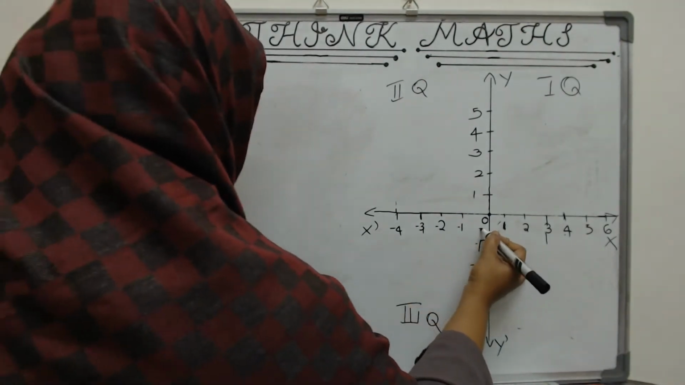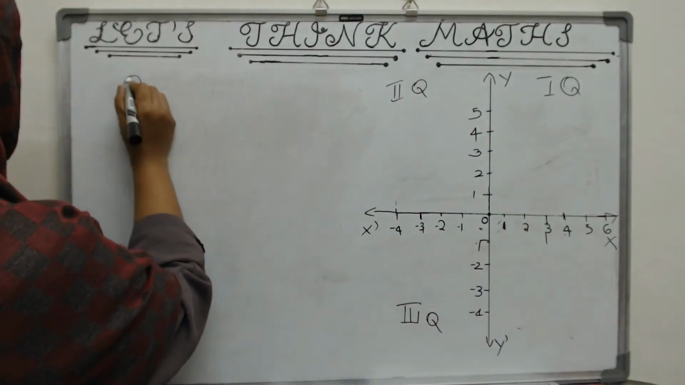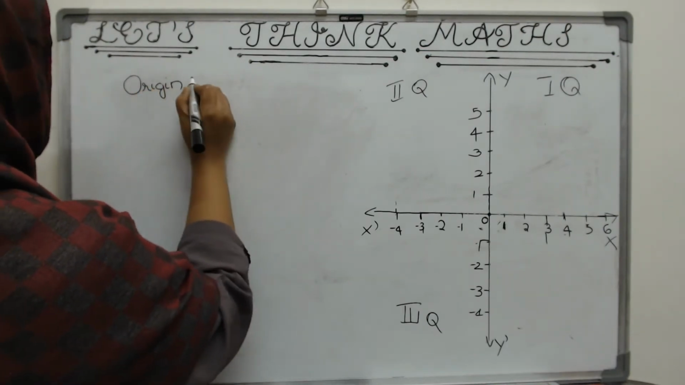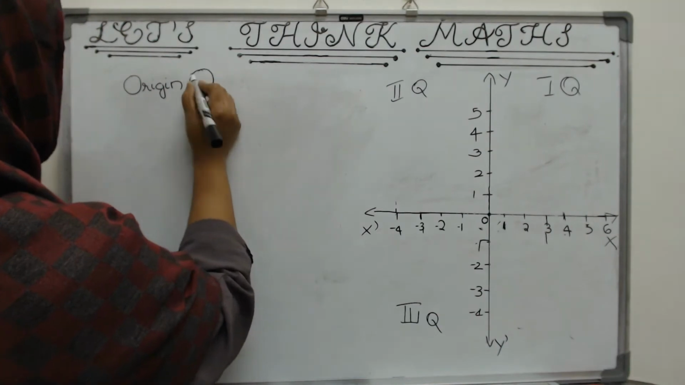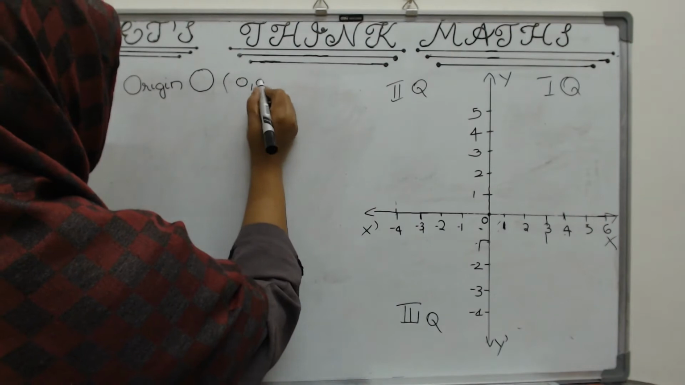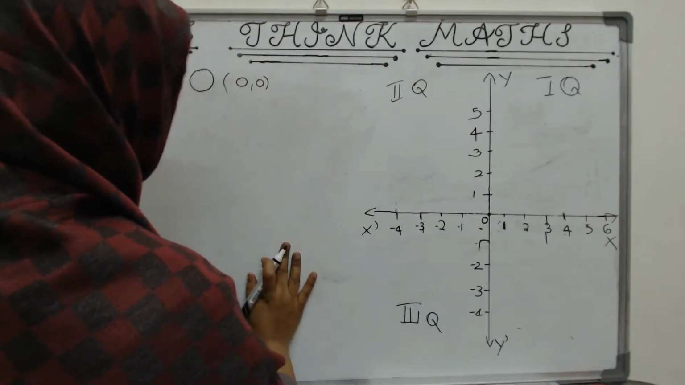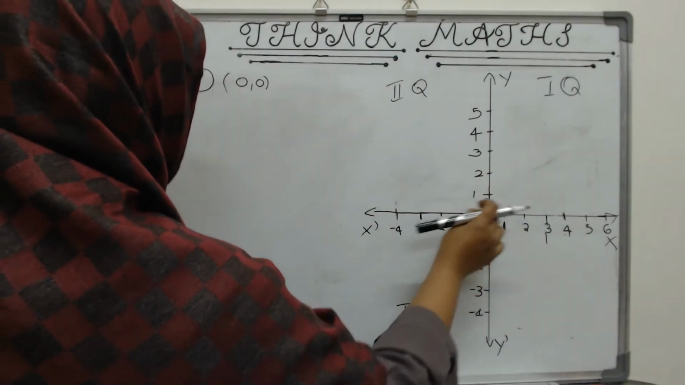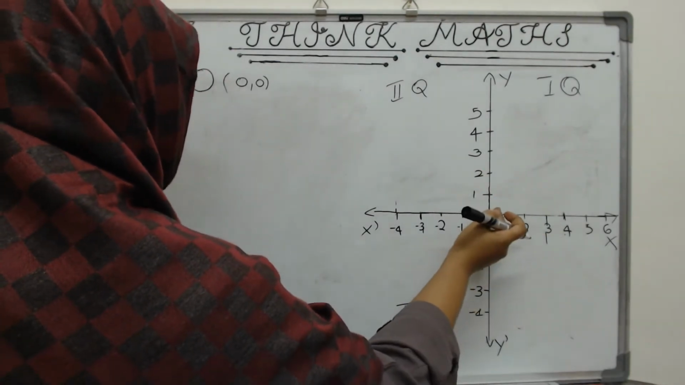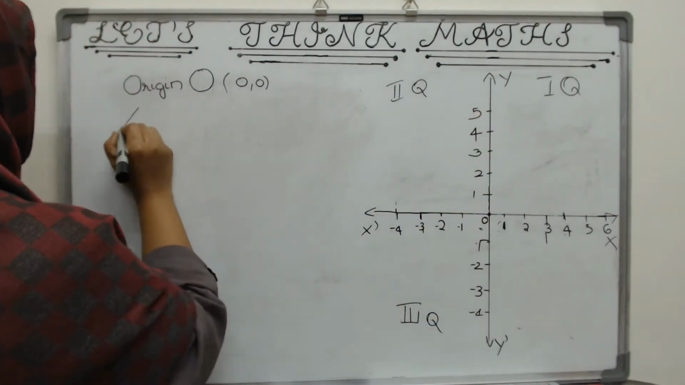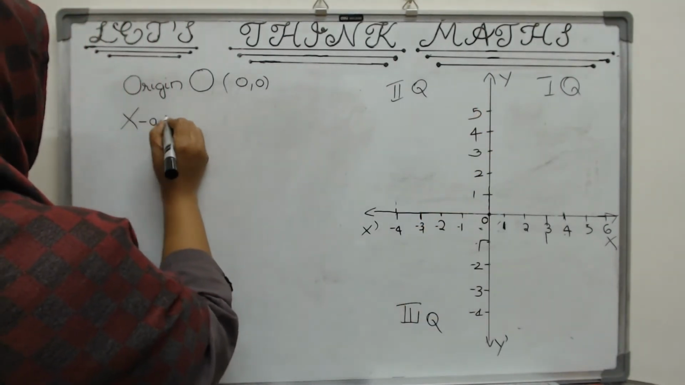First, the origin. The origin should also be represented by an ordered pair, right? So the origin, we represent it with the letter O and its coordinates are 0, 0. We know why, because that is how we drew these two lines, so that their zeros coincide. So the x-axis is also 0 and the y-axis is also 0. Now we come to the points on the x-axis.